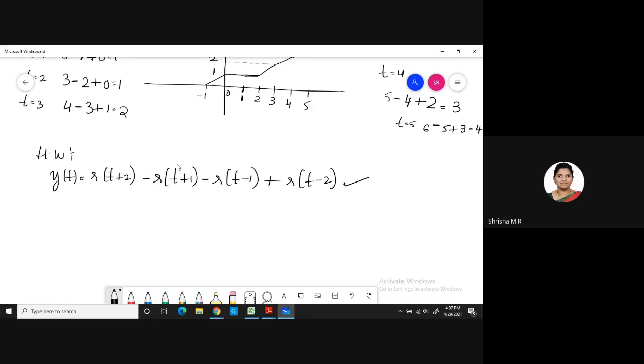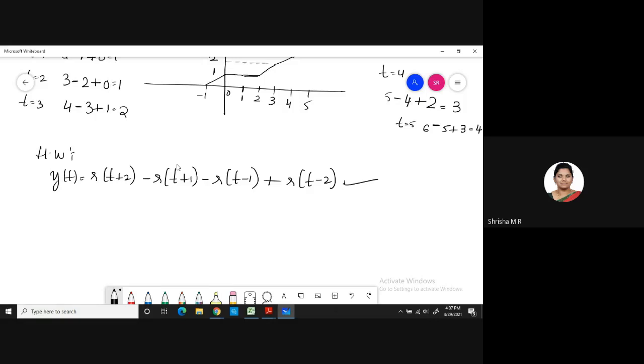You can also have such a signal y of t in terms of u of t, something like u of t minus 3 plus u of t minus 2. I will do that tomorrow, plotting in terms of unit step. No need of this now. Today you understand the ramp signal and try that.